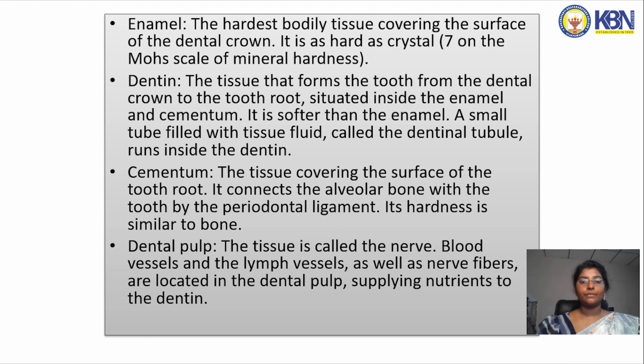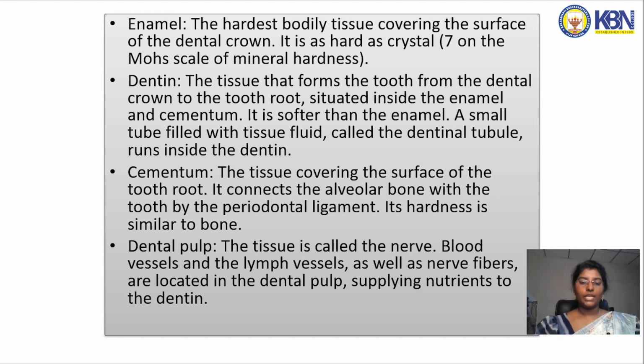Next, dentin. The tissue that forms the tooth from the dental crown to the tooth root, situated inside the enamel and cementum. It is softer than the enamel. A small tube filled with tissue fluid called the dentinal tubule runs inside the dentin. Next, cementum. The tissue covering the surface of the tooth root. It connects the alveolar bone with the tooth by the periodontal ligament. Its hardness is similar to bone.